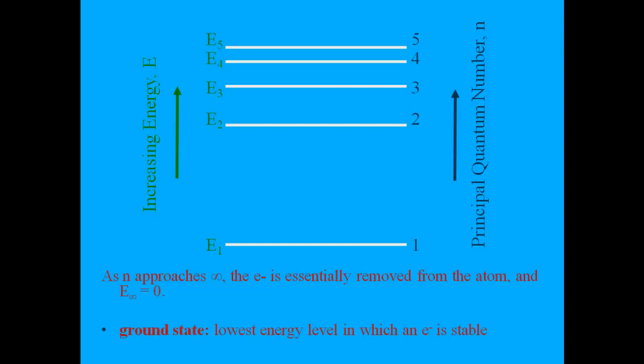Ground state is the lowest energy level in which an electron is stable, and the excited state is any energy level higher than an electron's ground state. So I look at it as us sleeping, we're in our ground state. We're using the least amount of energy. And when we're awake, moving around, walking, talking, we're in an excited state because we're using more energy than we would if we were sleeping.